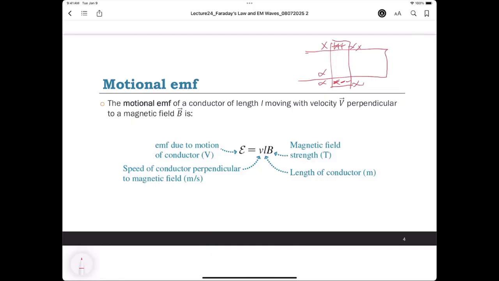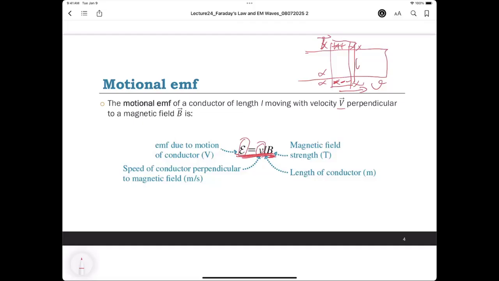The motional EMF of a conductor, if this conductor length is L, and moving with velocity v, perpendicular to a magnetic field B, we can calculate the motional EMF using this equation. This is the EMF due to the motion of the conductor. This is velocity, this is length, and this is magnetic field strength. That makes sense to you? Just review.